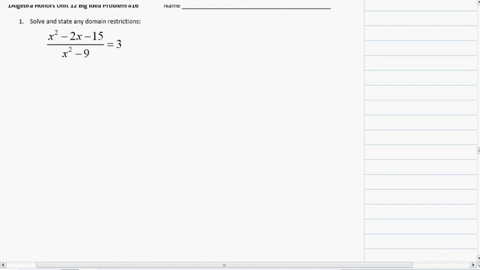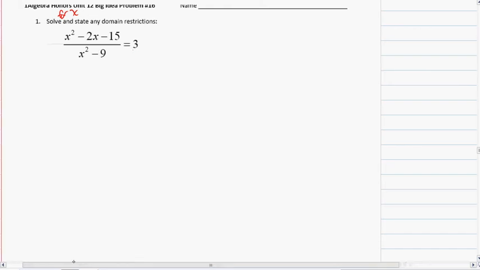Solve and state any domain restrictions, presumably solve for x. So there's a couple things I can do here. Some people might immediately recognize that I could just multiply both sides by x squared minus 9 to clear the denominator. Now, of course, before I start canceling or dividing out things, I do need to determine my domain restrictions.